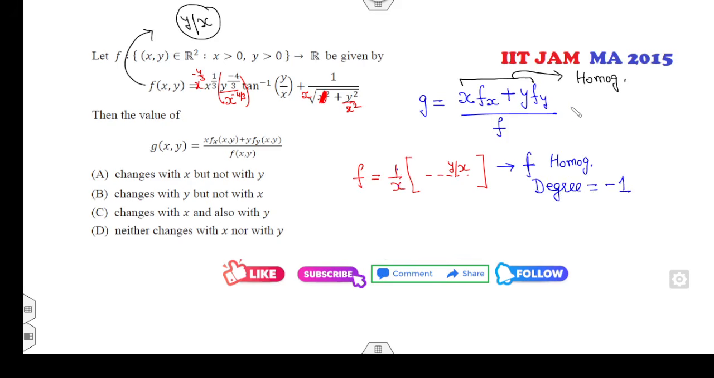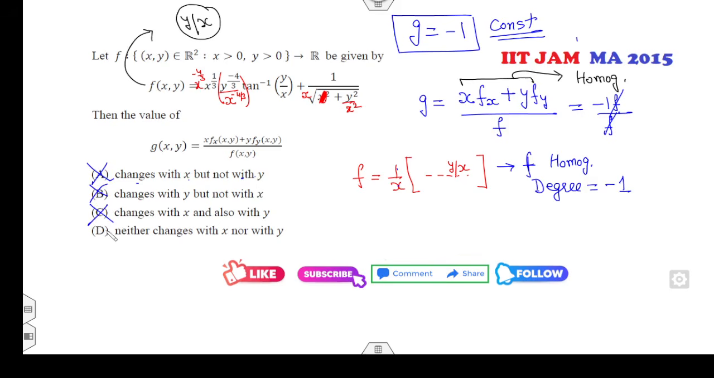Fine. So what is the numerator value? It's -1 into f divided by f. Answer is -1. So g will be -1. Is it okay? Now does g change with respect to x? No, because g is a constant function. It does not change with respect to x, nor with respect to y. That is the right answer.